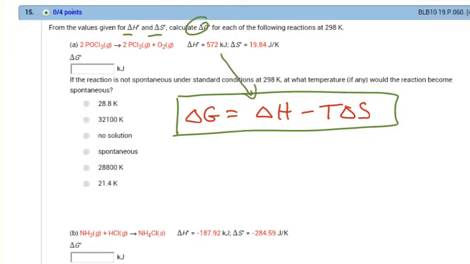The delta H is in kilojoules, the delta S is in joules. You might want to change that to kilojoules so that it works better, and it will give you the answer in kilojoules, which is what they want.